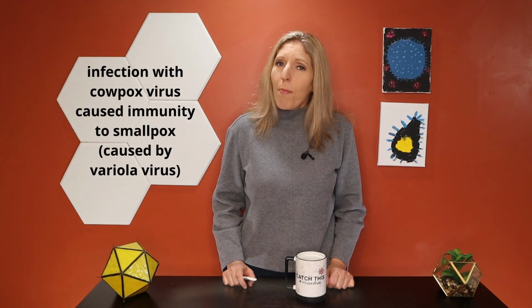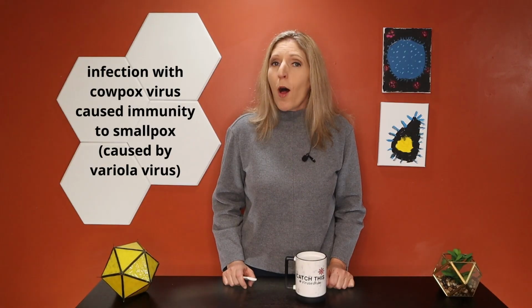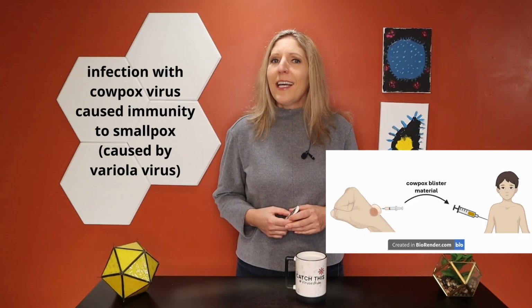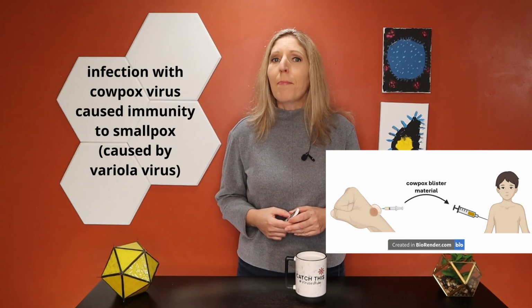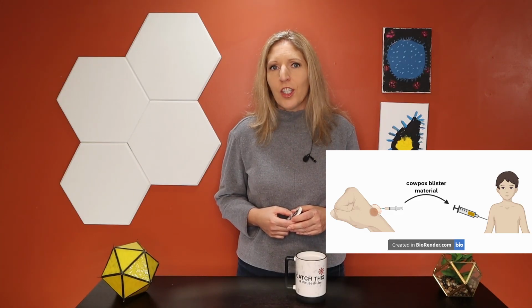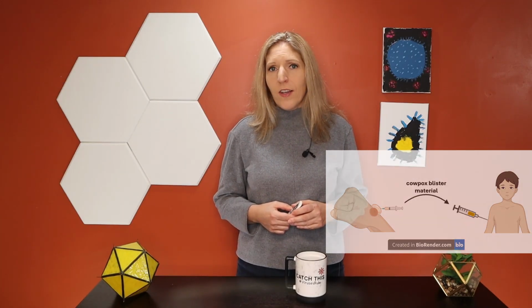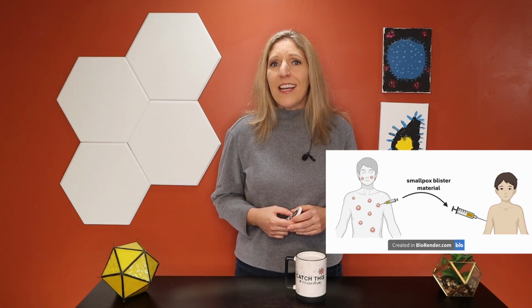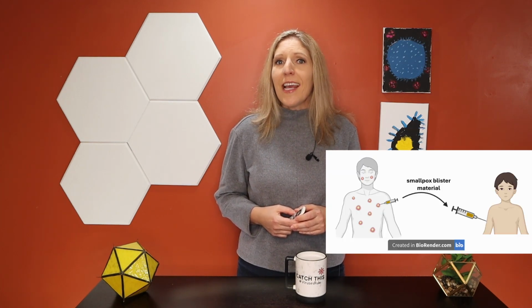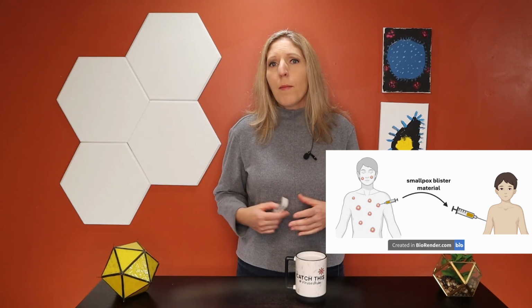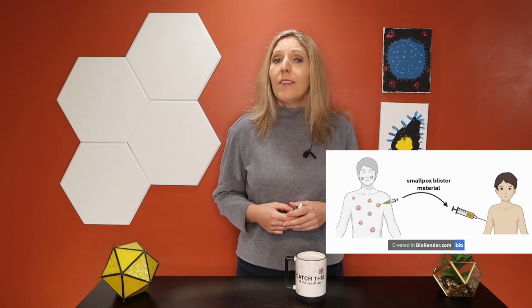To see whether cowpox virus could prevent smallpox disease, he inoculated an 8-year-old boy by transferring pus from a milkmaid's cowpox blister into scratches made on the boy's arms. 2 months later, he injected the boy with material taken from a patient with smallpox, and the boy never developed smallpox, suggesting that Jenner's hypothesis was correct.